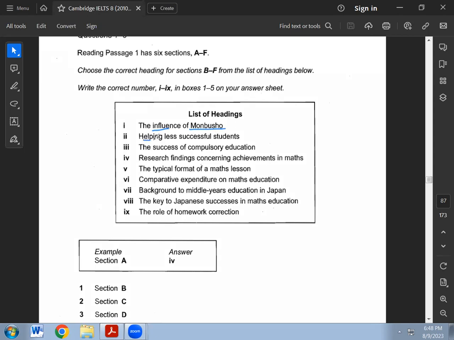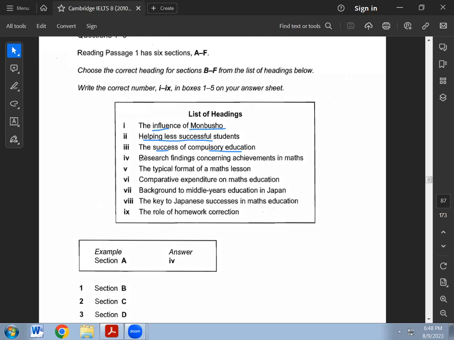So now I'm going with the meaning. Who are less successful students? The students who are weak in studies. How to help, or how the school is helping the students who are weak in studies. The next one, success of compulsory education. So you can underline the word success and compulsory education.